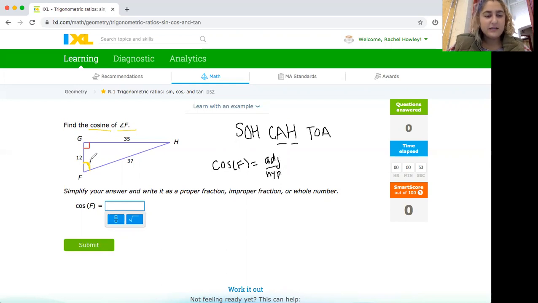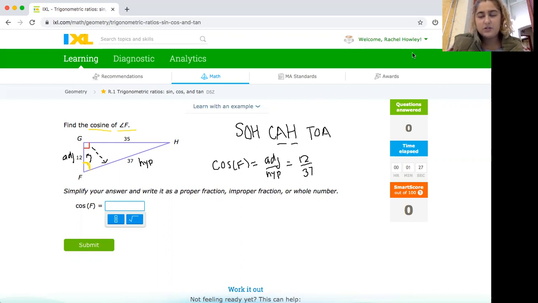So my adjacent is always next to the angle, right? It's not this diagonal side that's next to the angle, that's always the hypotenuse. So this 12 is the adjacent because it's next to the angle, and this 37 is the hypotenuse. And it's the hypotenuse because 1, it's the diagonal side, and 2, it's the longest side across from the right angle, okay? So I know that my cosine is the adjacent, which is 12, over the hypotenuse, which is 37.